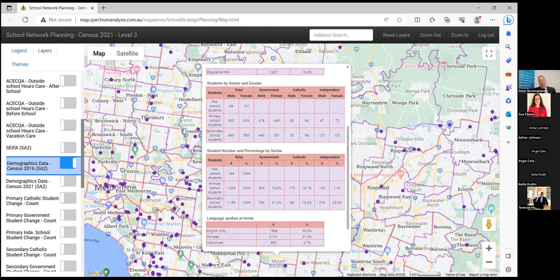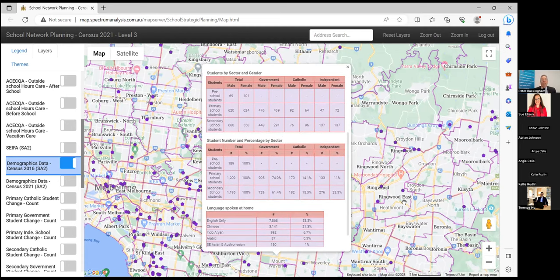Then the next thing that we find very interesting is at census time, you're asked, do you have children? Yes, no. Boy, girl, yes, no. Then do they go to ELC? Do they go to primary school? Do they go to secondary school? You would have filled that in. And then do they go to government school, Catholic school, or independent school?